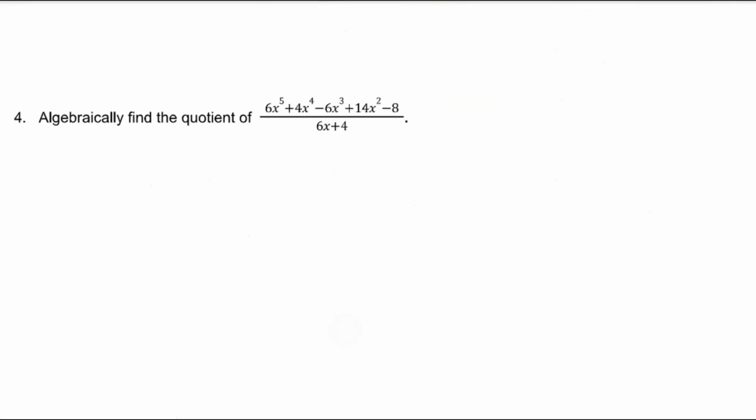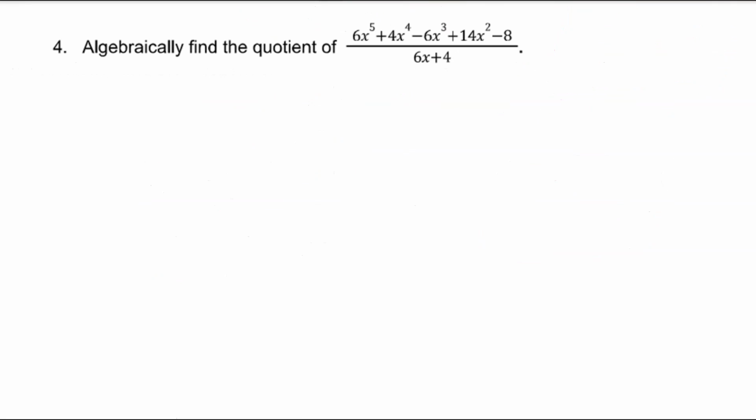Let's try one more. So this looks like it's going to be the chunkiest one here. Algebraically find the quotient of 6x to the 5th plus 4x to the 4th minus 6x cubed plus 14x squared minus 8 divided by 6x plus 4.